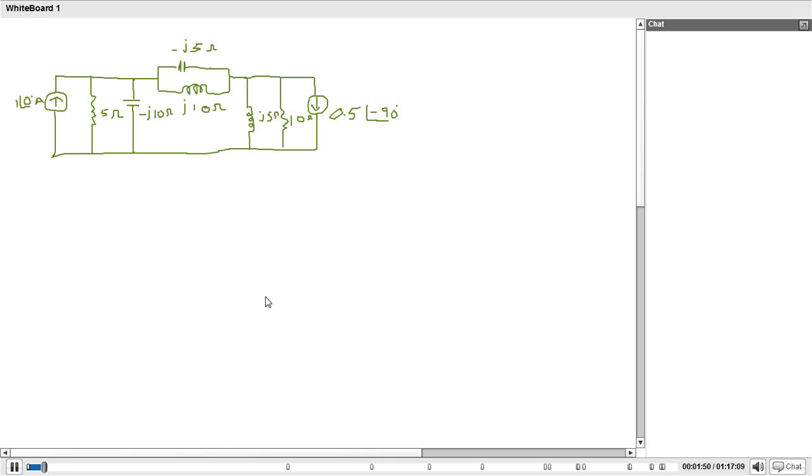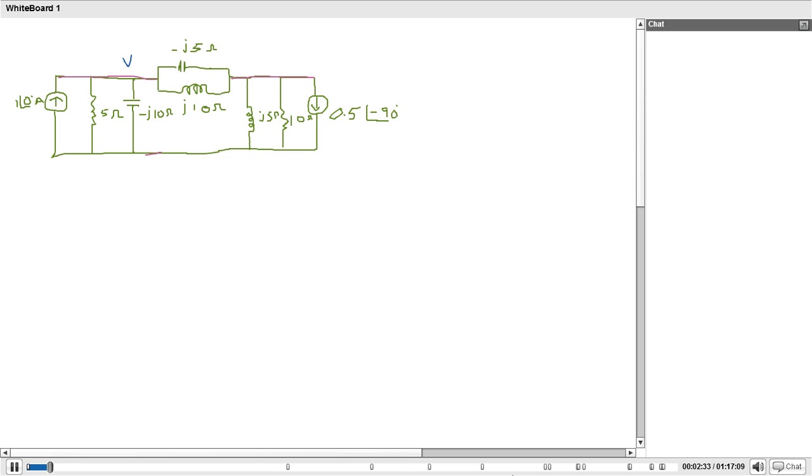How do you count the nodes again? How many nodes are there? This whole thing is nothing but one node only, right? Since between them there is no branch, there are no elements. And the reference node. So here only 3 nodes are there, including the reference node.